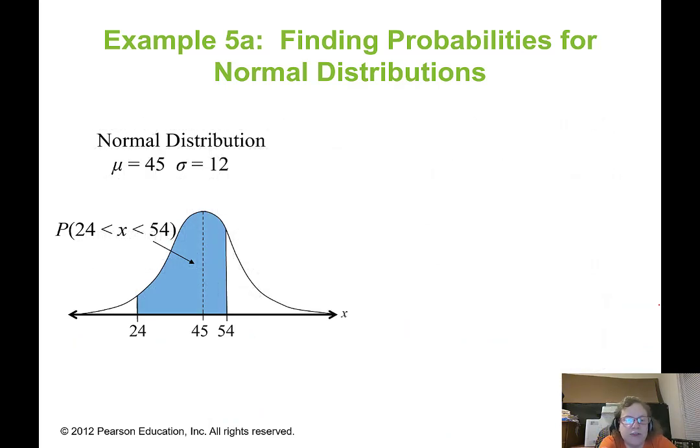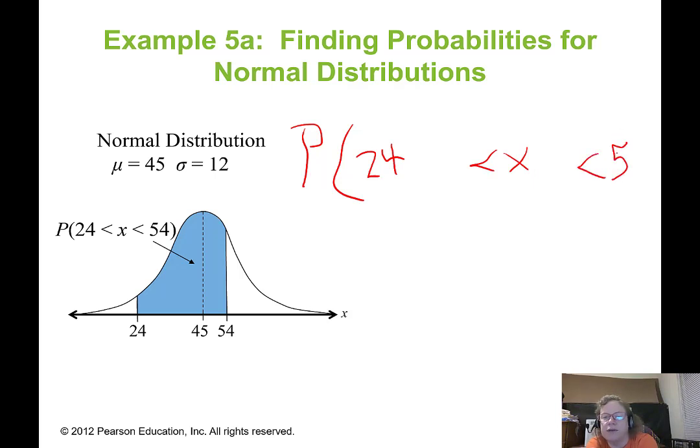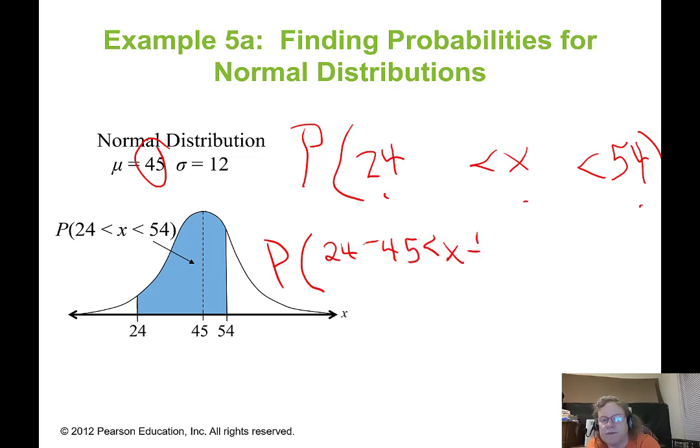So I'm going to have to do that transformation again. And this one's a little bit trickier, but I can do this. I've got 24 less than x less than 54. I'm going to run out of room here. Let me try to write a little smaller. So I'm going to subtract that mean from all three of the terms in this inequality. So 24 minus 45 is less than x minus 45 is less than 54 minus 45. Okay? Because whatever I do to one, I have to do to the other.